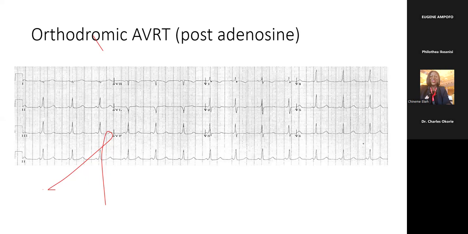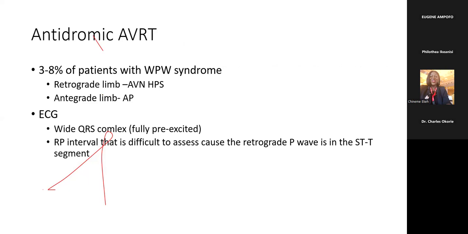The antidromic AVRT: 3 to 8% of patients with Wolff-Parkinson-White syndrome have an antidromic AVRT. The retrograde limb is the AV node and His-Purkinje system, while the antegrade limb is the accessory pathway. As I've just described, it has a wide QRS and an RP interval that is difficult to assess. Okay, I've already described it.